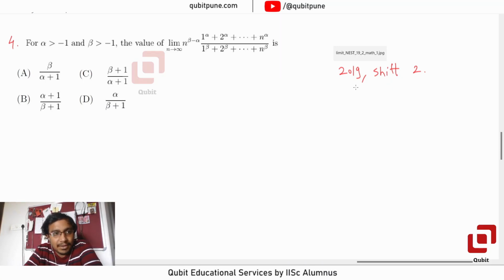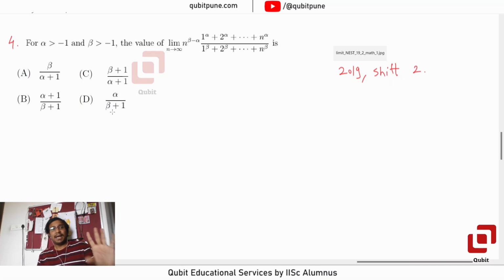For alpha greater than -1 and beta greater than -1, the value of the limit as n tends to infinity, n to the power beta minus alpha, times (1 raised to alpha plus 2 raised to alpha up to n raised to alpha) upon (1 raised to beta plus 2 raised to beta up to n raised to beta) is: beta upon alpha plus 1, beta plus 1 upon alpha plus 1, alpha plus 1 upon beta plus 1, and alpha upon beta plus 1.